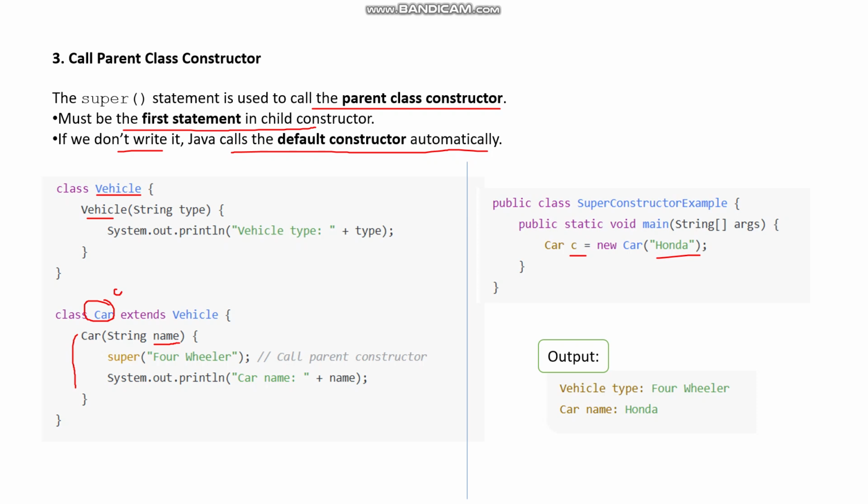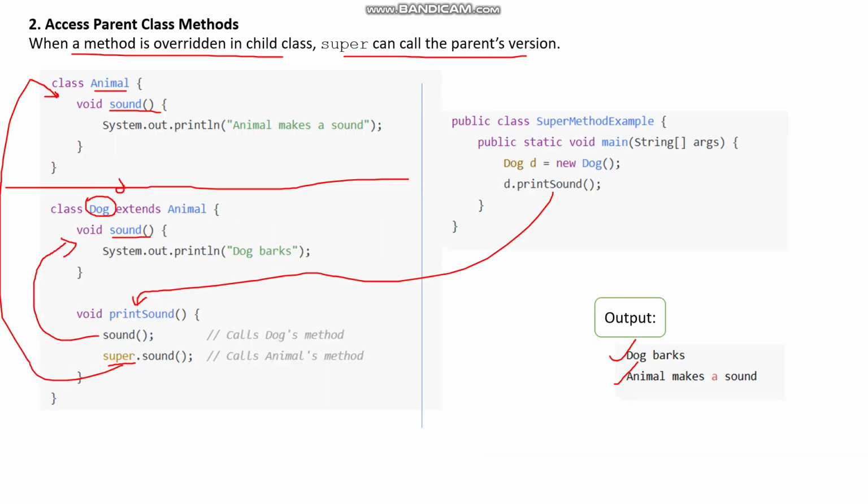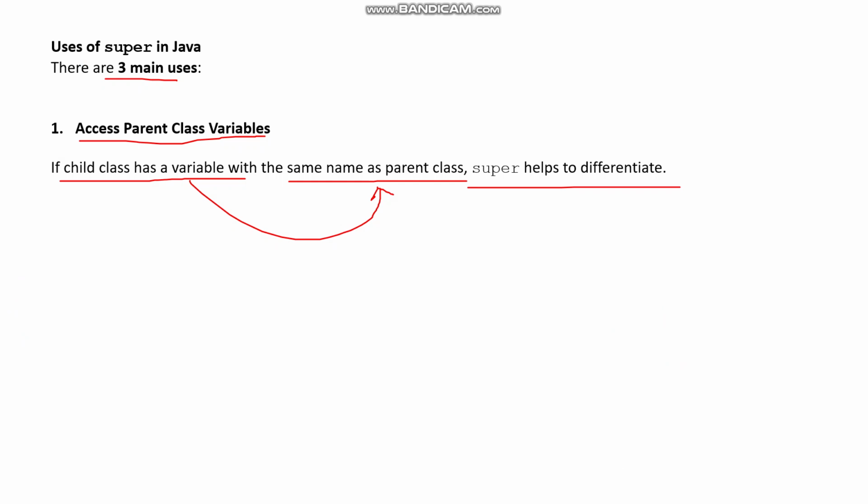After that, super. Whenever there is a super, the control will jump to the parent class constructor. It is passing this data here, four wheeler, which is passed to type. System.out.println("Vehicle type is " + type). The vehicle type is four wheeler, and that will be displayed. After that, System.out.println("Car name: " + name). In the name they are passing Honda, so Car name is Honda will be displayed.